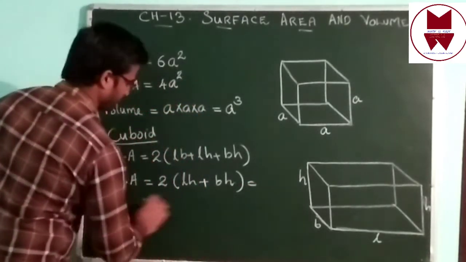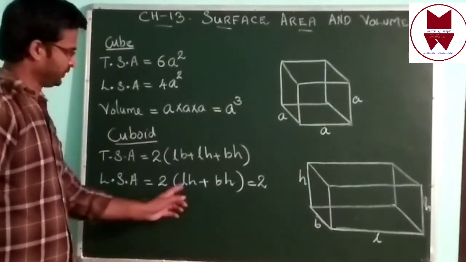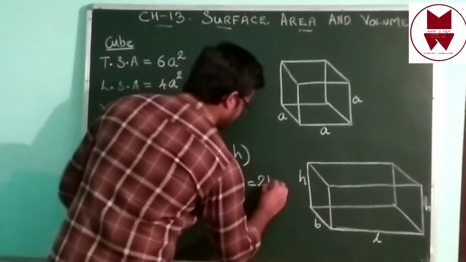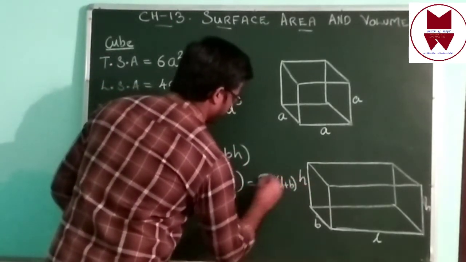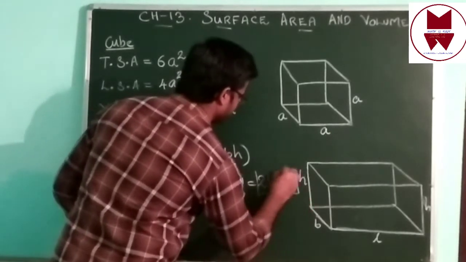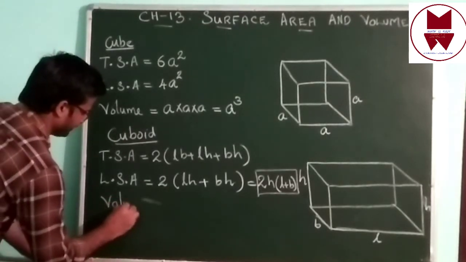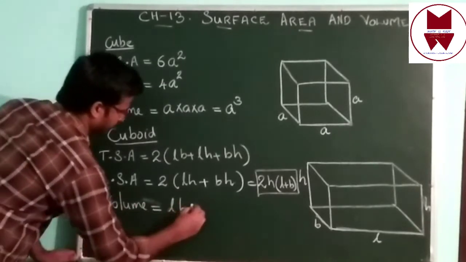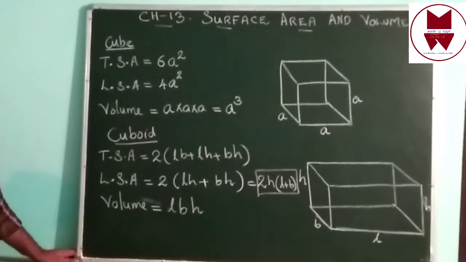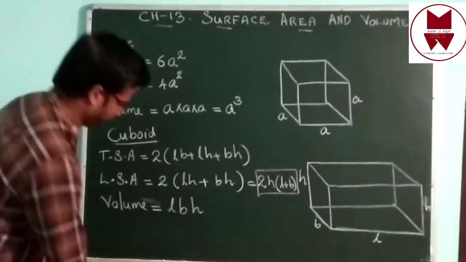Equal to 2 into, inside the bracket what is common? H common, isn't it? Then we can write H outside, then L plus B. This is our area of lateral surface. Next, volume. Volume equal to length into width into height, LBH. That is volume of cuboid.